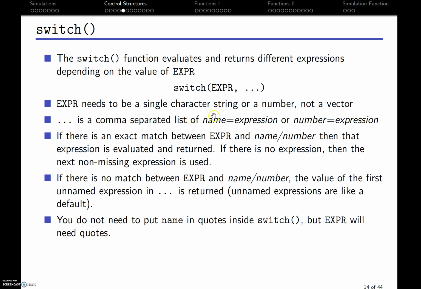So expression needs to be a single character string or a number. It can't be a vector. So that's one limitation, although you can combine the switch function with the apply function so that it can operate on array type objects like a vector.